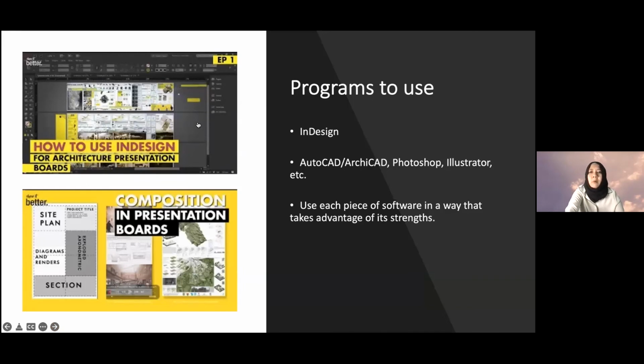And this one is some of the programs to use. InDesign is the more appropriate one, and you can have others. So use each piece of software in a way that takes advantage of its strengths. For example, when you create a technical drawing, you need to use ArchiCAD or AutoCAD. If you want to edit raster images, you use Photoshop. Illustrator is for something else, like creating vector images and so on. So you can click this later on.